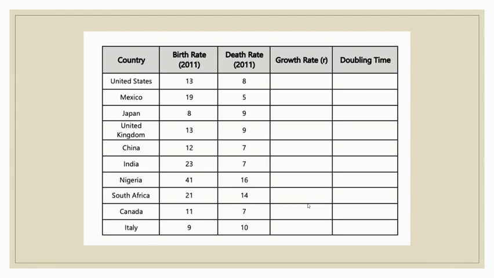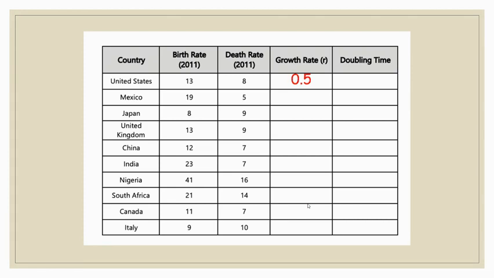So we're going to calculate some growth rates here. You take the birth rate minus the death rate, and then you divide by 10, and that gives you a percentage. For example, for the US, it's going to be 13 minus 8 divided by 10, which gives you a rate of 0.5.